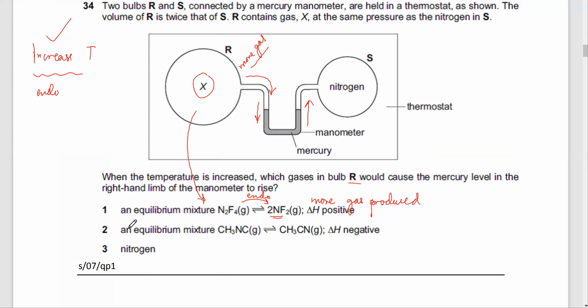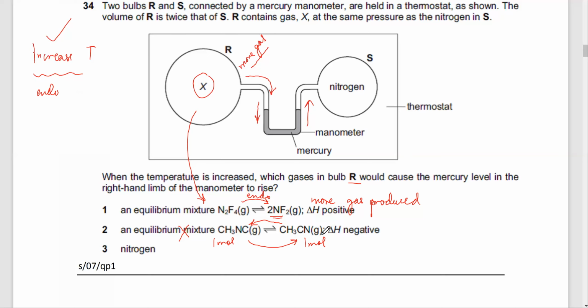The second one is not going to be true, because it doesn't matter whether the equilibrium shifts to the right or to the left, because on both sides you have equal moles of gas. So the quantity of gas is not going to change. If you increase temperature, you still have the same amount of gas over here. You decrease temperature, you still have the same amount of gas. 1 mole changes into 1 mole of some other gas, so it doesn't really matter.